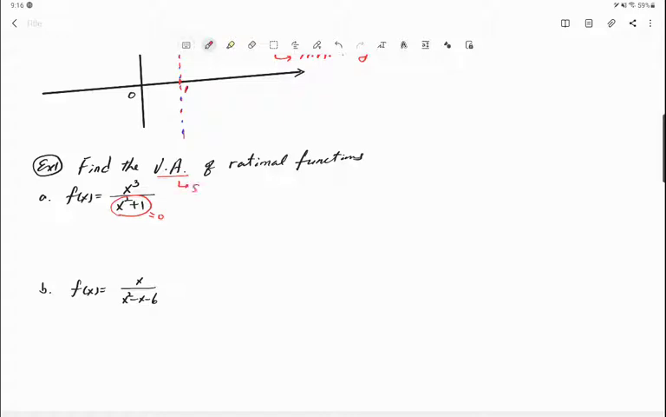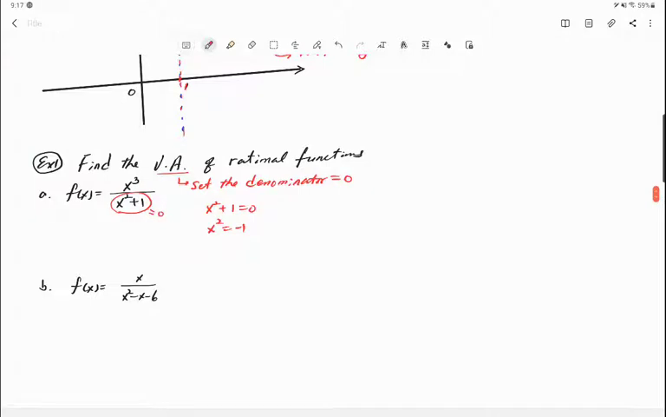So we're going to set the denominator equal to 0. I'm going to make x squared plus 1 equal to 0. Then x squared is negative 1. Look at this. For real numbers, x squared cannot be negative 1. So there's no such values. There are no x values making x squared equal to negative 1, right? So in this case, the denominator cannot be equal to 0.